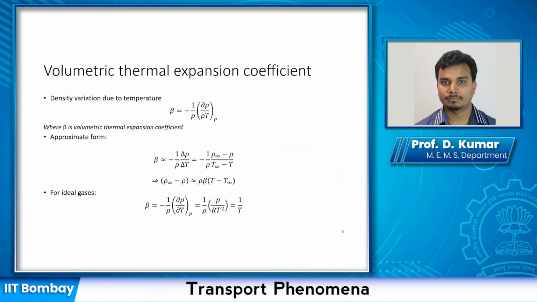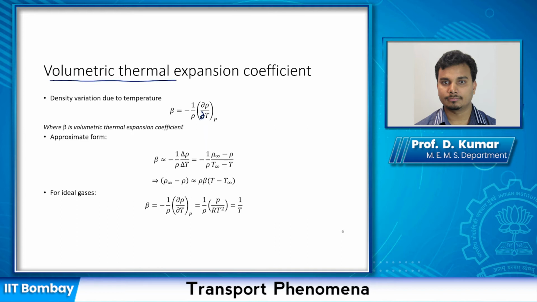Okay. So now we want to look at this property. You must be aware of volumetric thermal expansion coefficient, which, if you call it beta, is defined as the way density varies with temperature. Okay, it should be dou rho by dou T. Okay, so if you write in approximate form, then you will see that beta can be written as -1 by rho delta rho by delta T.